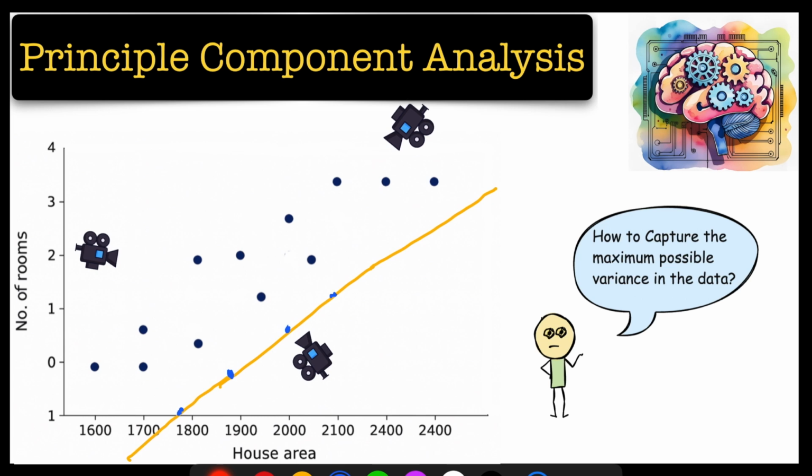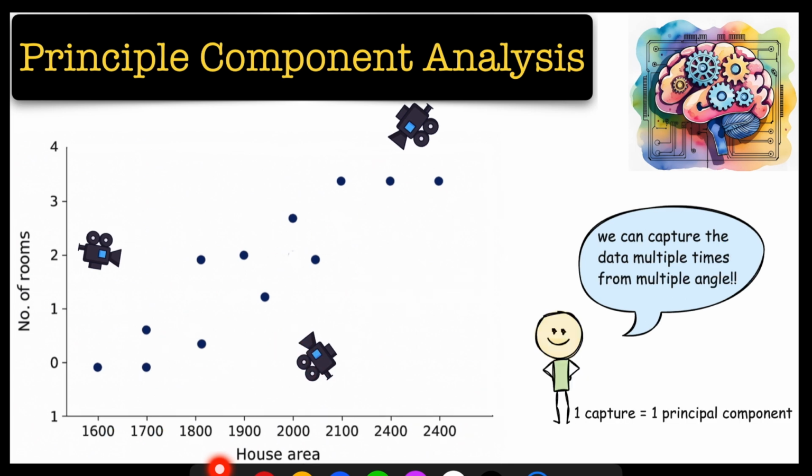Now, how do we capture the maximum possible variance in the data, right? If you take a photo from this angle, this captures most of the variance, or spread, of the data. So this angle looks better. Now we can capture data multiple times from multiple angles. That's what we said earlier, right? We can have multiple principal components. One capture means one principal component.